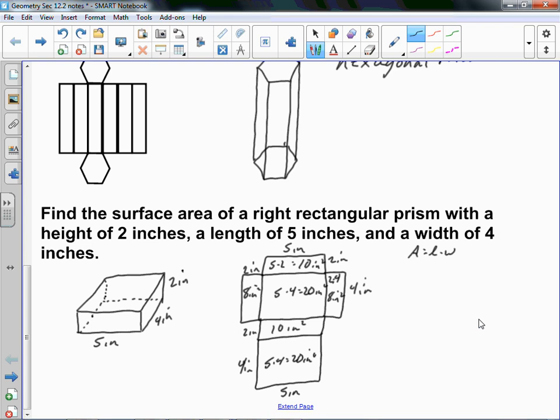All right, so if we wanted to come up with the surface area, capital S for surface area, then we've got 8 plus 8 plus 10 plus 10 plus 20 plus 20. Add them all together, and the surface area is going to be 16, 26, 36, 56, 76 inches squared.